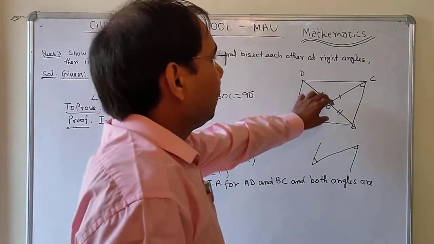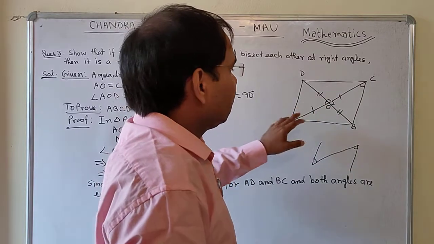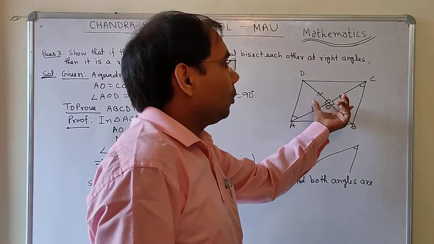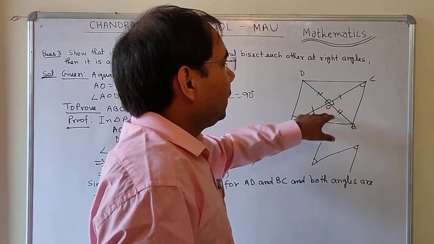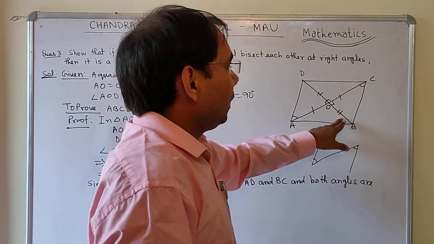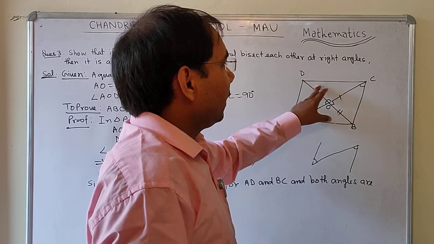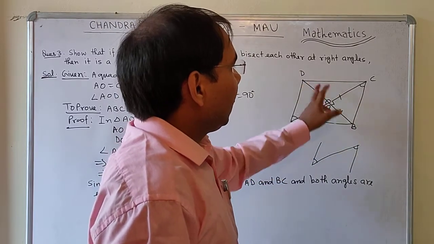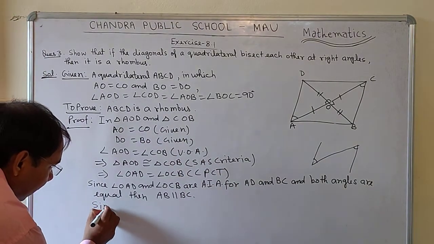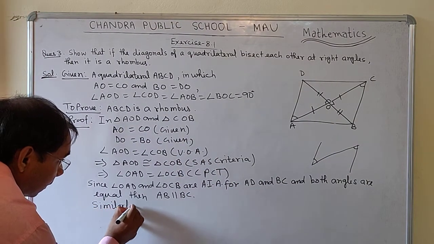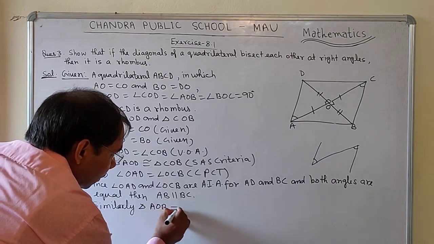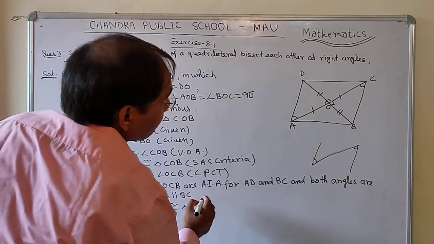Similarly, we can prove that these two triangles are also congruent. Whatever method I applied here to prove these two congruent, similarly we can prove these two triangles are also congruent. If these two are congruent, then by CPCT these two angles will be equal, and these two angles are equal, it will show that AB is parallel to CD. So here I will write similarly: triangle AOB congruent to triangle COD.